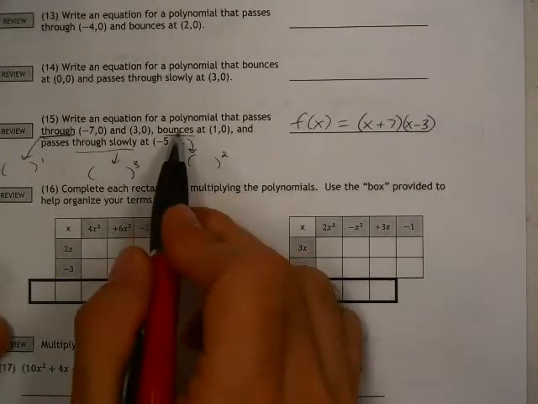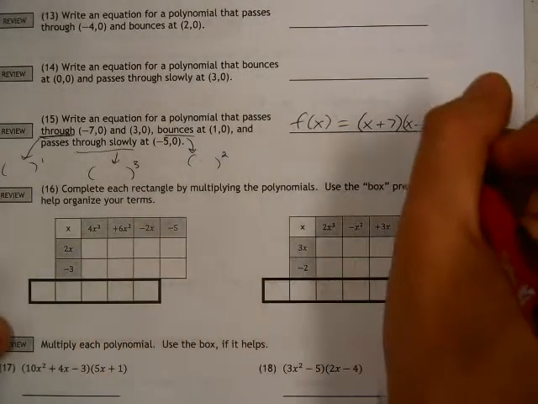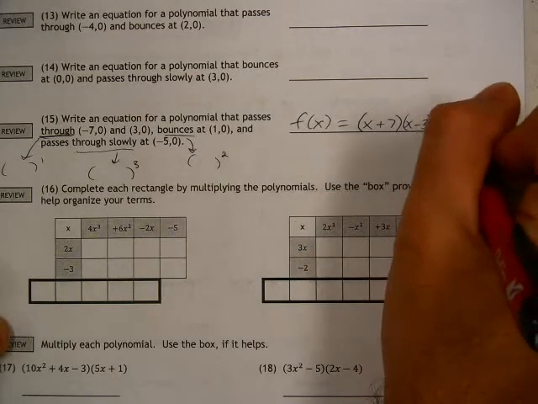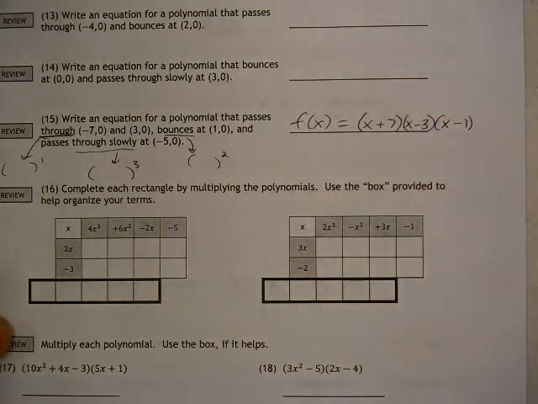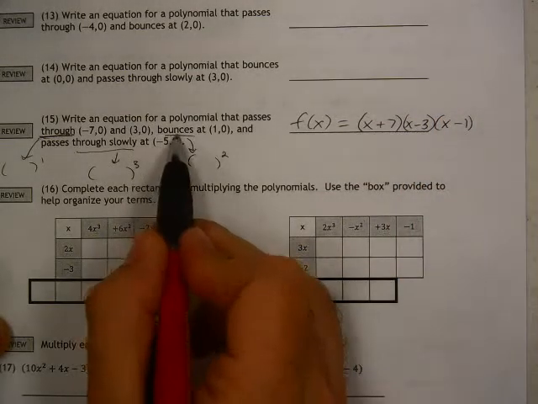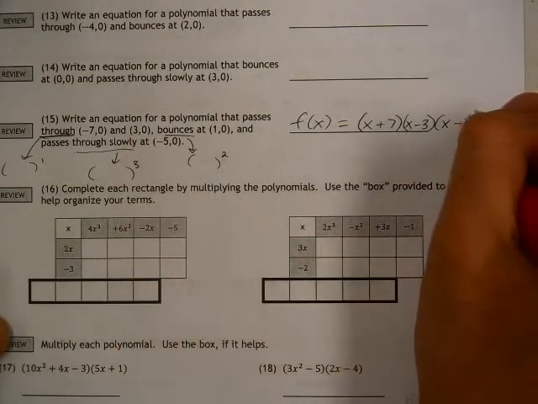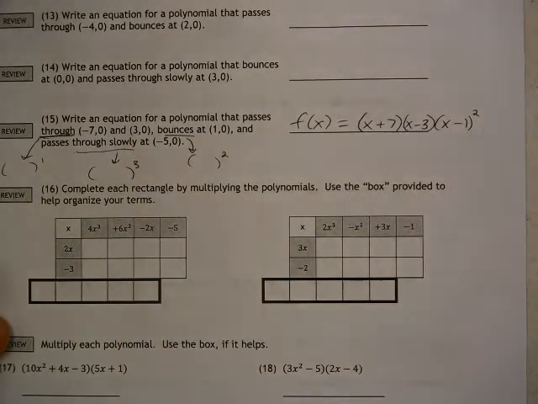Now for the bounce. So the bounce is at (1, 0). (1, 0) is x minus 1. Positive 1 becomes negative 1. Since it bounces again, that's squared, which means I have a square on the end there.